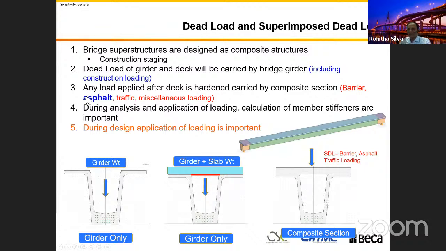I put in here highlight the asphalt, because asphalt is what we call the wearing surface or wearing course. This thickness will change all the time, with overlay over time. Because of that, nobody can really say the thickness of the asphalt itself is a fixed number. It's going to vary. So you need to take that into account when you estimate your weight in the asphalt.